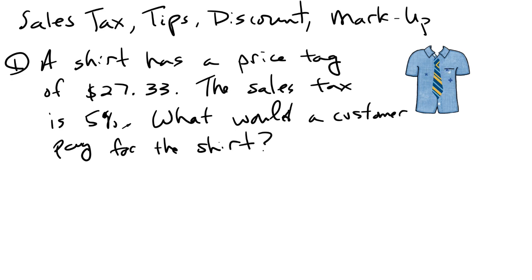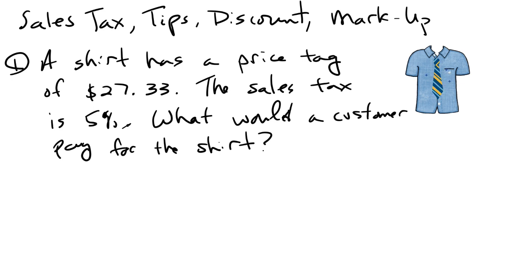The shirt has a price tag of $27.33. The sales tax is 5%. What would the customer pay when they walk up to the cash register with the shirt? What are they going to pay? Well, they're not going to pay $27.33 because the owner of the store has to pay the state, whatever state they're in, the state sales tax, and so the shirt is going to be more than $27.33.